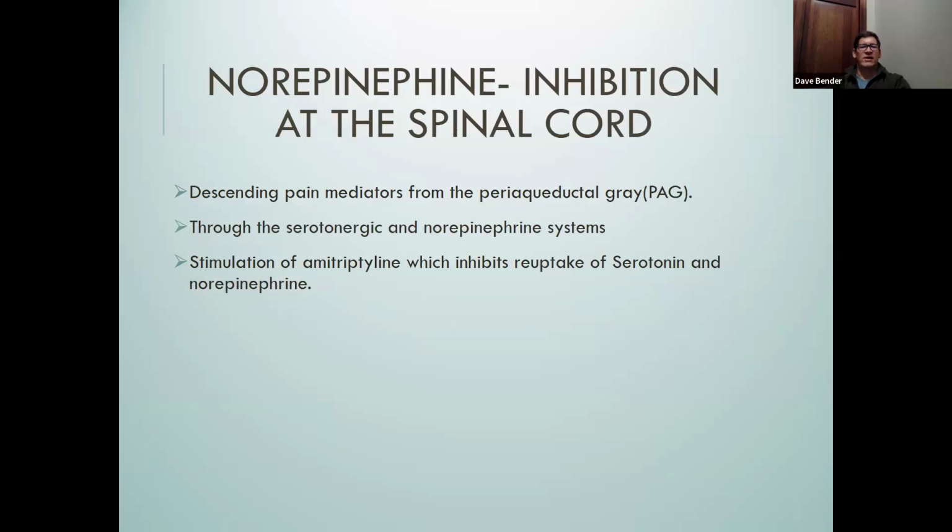Norepinephrine inhibition at the spinal cord, descending pain mediators from the PAG, the periaqueductal gray matter. This is throughout the serotonergic norepinephrine system. This stimulates amitriptyline-like action, which inhibits the reuptake of serotonin and norepinephrine. So this mechanism basically decreases the reuptake of serotonin and norepinephrine to increase the pain threshold locally. So this is that spinal cord mediated, more local response from the PAG.